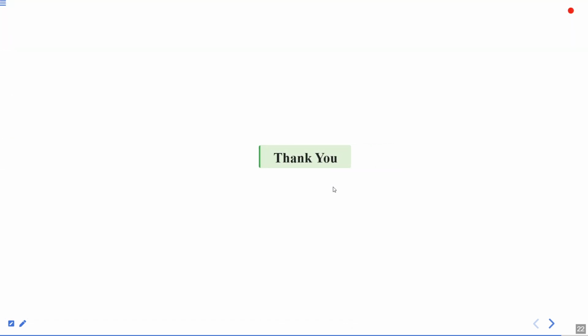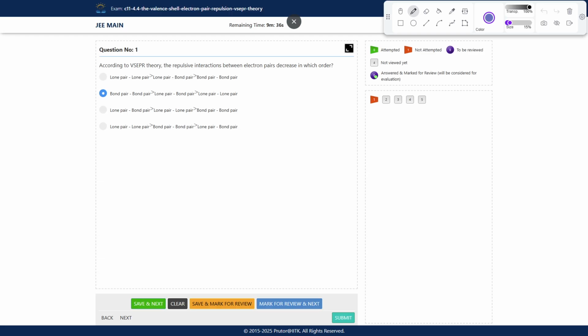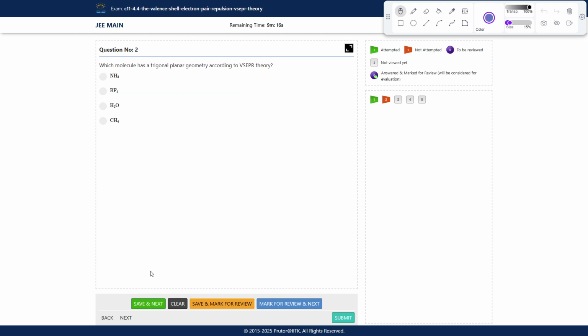So this was all from the theory part. Now we'll move on to the DPP. So here is your first question. According to the VSEPR theory, the repulsive interaction between the electron pairs decreases in which order? It's very simple. The lone pair-lone pair will have the maximum repulsion. Then comes the lone pair and bond pair. And lastly, the bond pair and bond pair. Therefore, the correct answer will be the first.